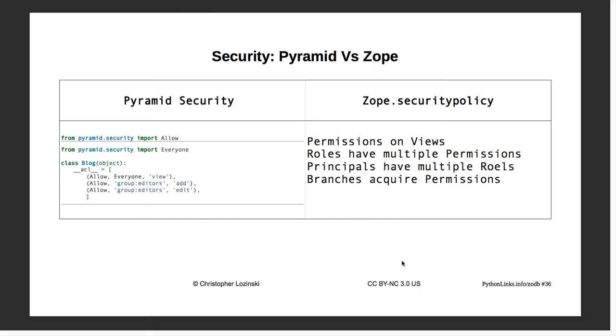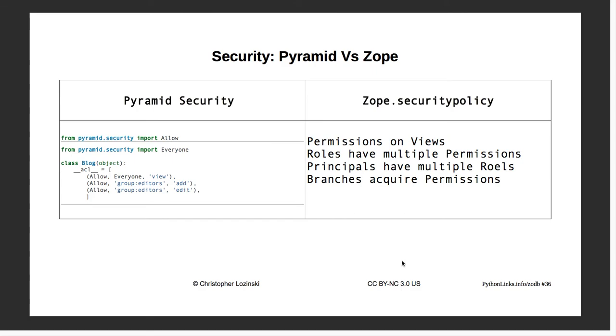So let's take a look at security. In the basic tutorials on Pyramid, and I'm not a Pyramid expert, you take a look and every object has an ACL, an access control list, of who's allowed to see what. If you go to Zope or Grok, the objects don't have permissions directly associated with them. What happens is you have permissions on views. So say you want to view or access or edit, you get a permission on the view. And then different roles can have multiple permissions, different principals can have multiple roles, and different branches of the tree can then acquire these permissions and roles.